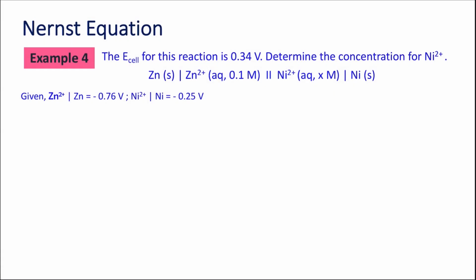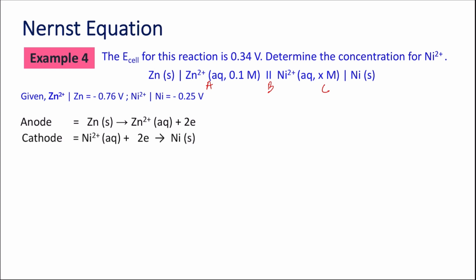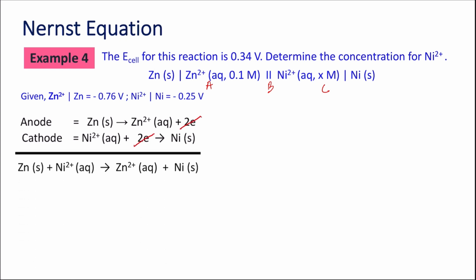Okay, next example, kita ubah sikit level soalan kita, di mana we have E cell for this reaction is 0.34, and then dia minta awak calculate the concentration for Ni2 plus. So this is the cell notation: anode, bridge and cathode. So the anode is zinc half cell, so you have zinc releases 2 electrons, and the cathode is nickel, so nickel accepts 2 electrons. Awak cancel out 2 electrons, awak akan dapat full ataupun overall equation here.